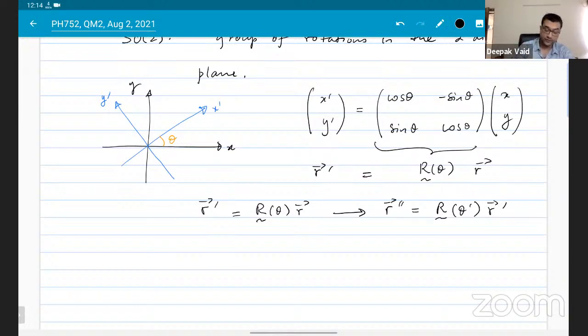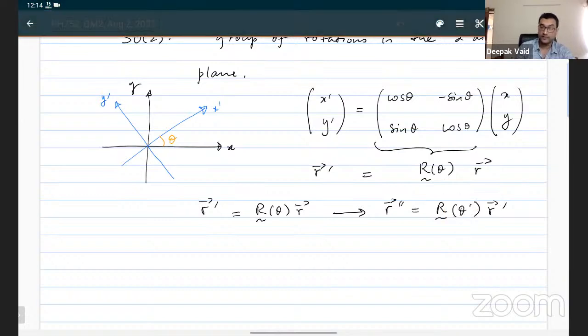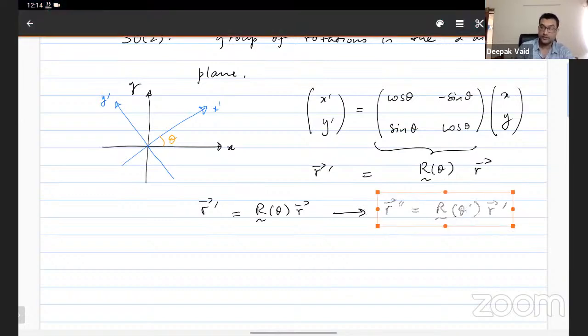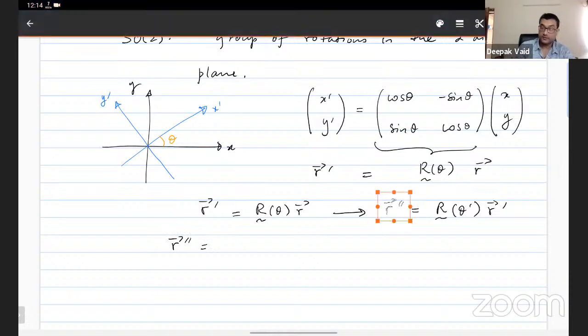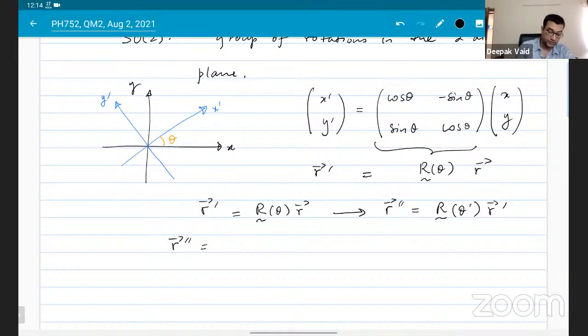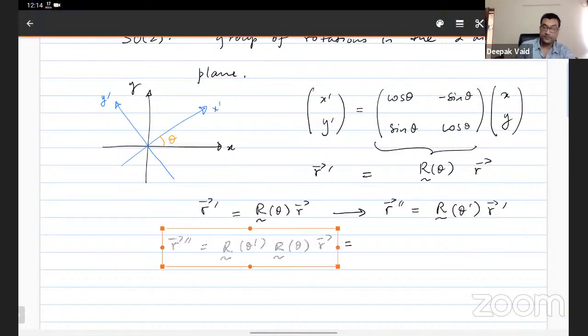And the second rotation will correspond to some angle theta prime, and the relation between the vectors will be the same, right? Now, if you ask what is the relationship between the second set of transformed vectors and the original set that you started out with, well, you can just substitute this expression for r prime in this expression, and you get this expression here, right?